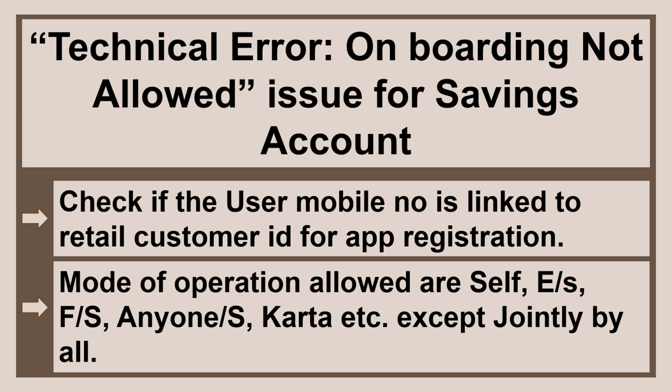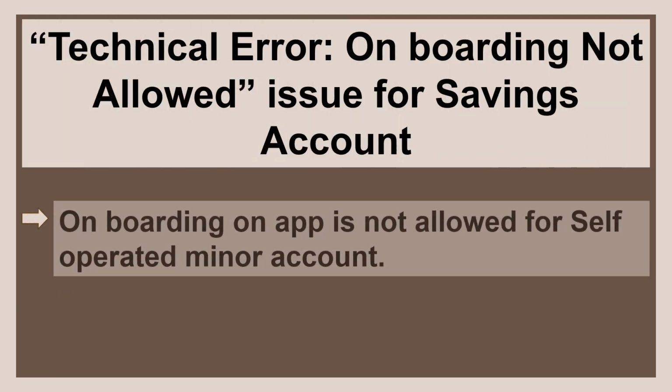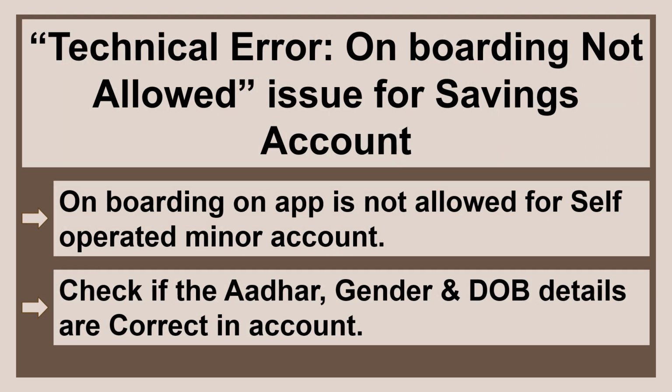Technical error, onboarding not allowed. Issue for savings account: check if the user's mobile number is linked to a retail customer ID for app registration. Mode of operation allowed are self, either or survivor, former or survivor, anyone or survivor, Karta for HUF, etc., except jointly by all. Onboarding on the app is not allowed for self-operated minor account. Check if the Aadhaar, gender, and date of birth details are correct in the account.